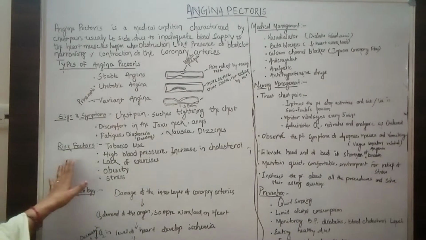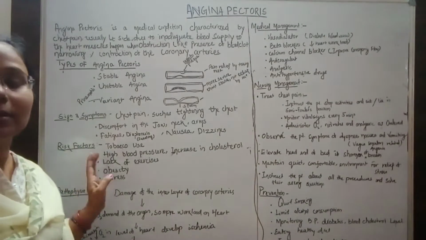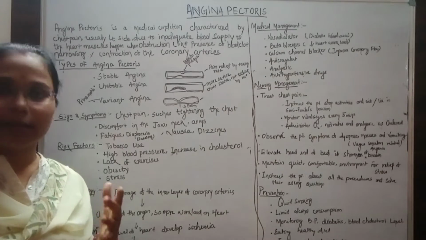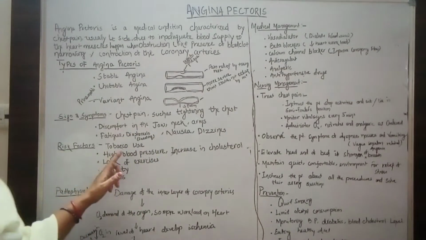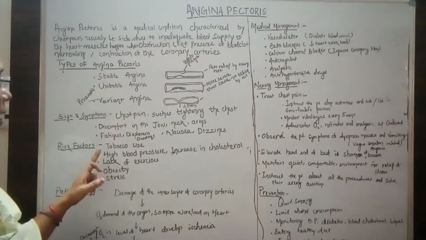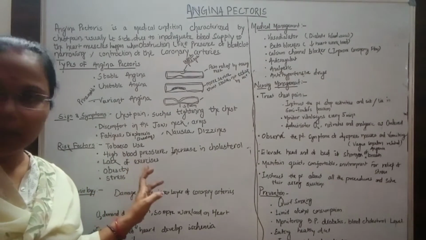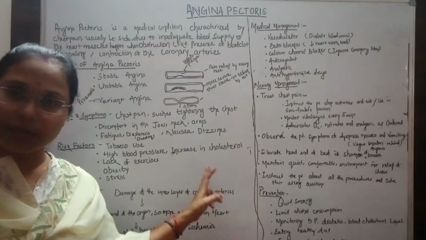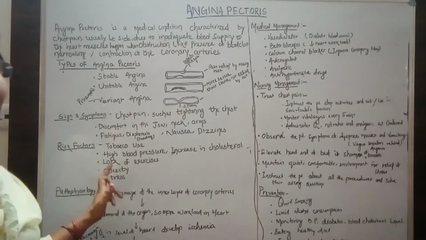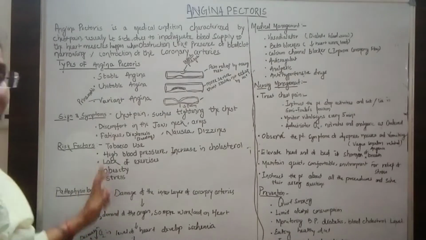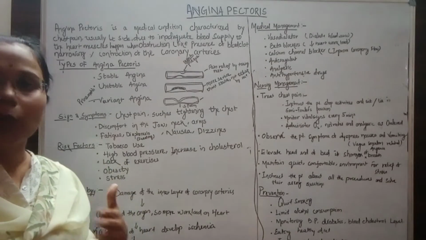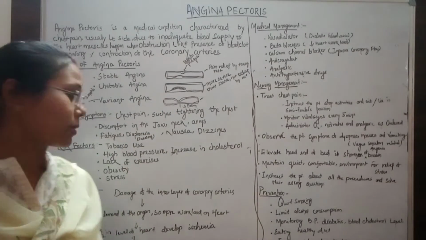Then what are the risk factors that increase the chances of angina pectoris? One is tobacco use. Next are high blood pressure, increased blood cholesterol levels, lack of exercise, obesity, and stress. These are the risk factors that make a person very prone to angina pectoris.